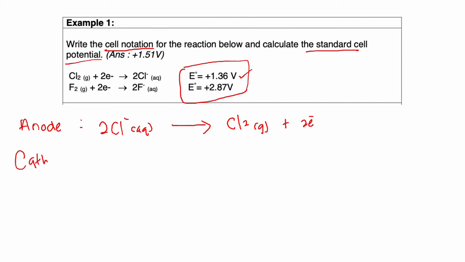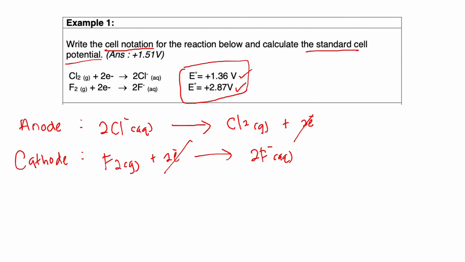Whereas at cathode is kakak. Cathode kakak kan? Kakak mesti besar. So the one with the big or the more positive SRP value is fluorine. So fluorine will undergo reduction. Okay, so this is it. We have this and we have this one.